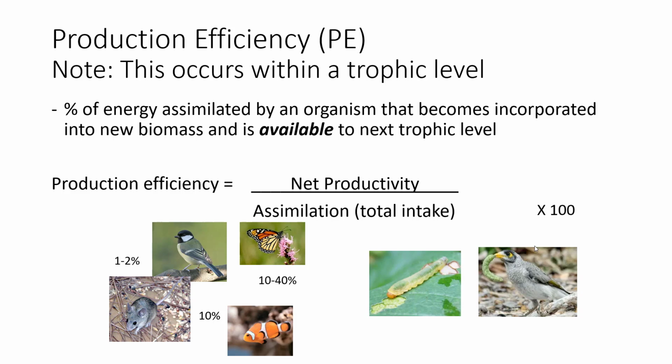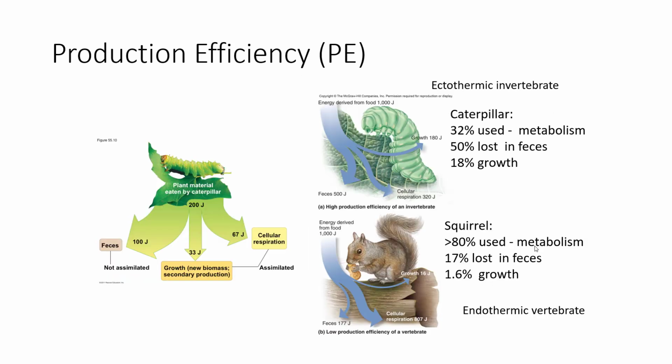And you can see that there is some variation between different organisms. In a caterpillar, you can see that it eats about 200 joules worth of energy. About 100 joules is going to be lost as feces. 67 joules is going to be lost as cellular respiration. And 33 joules is going to be incorporated into growth. So that is about a 16.5% growth, or 18% as shown in this other figure here.